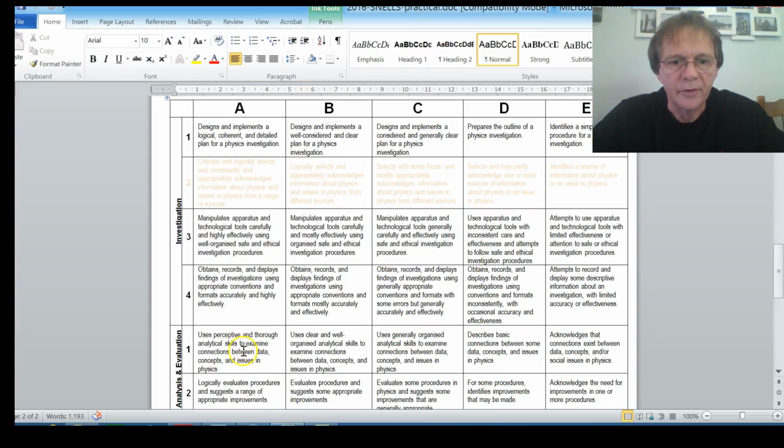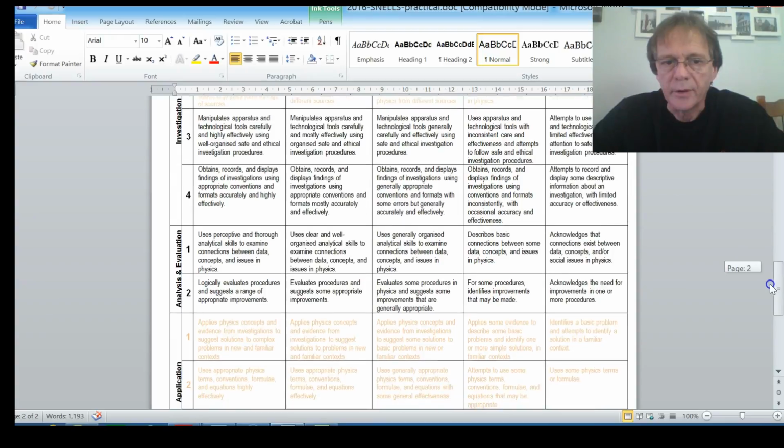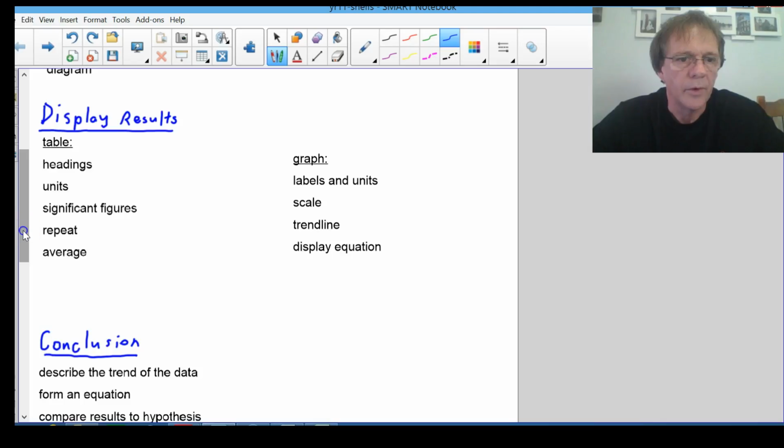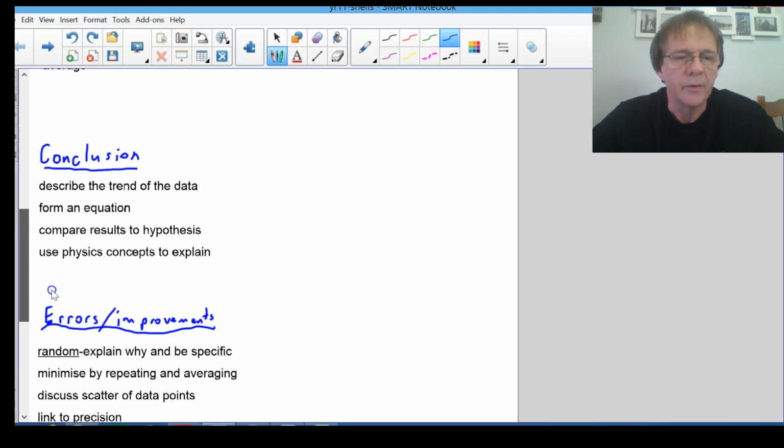Other things to concern yourself with is you need to make a connection between the data and the concepts when you're doing this there. You all should also evaluate your procedures and suggest a range of appropriate improvements and so on. We can look at the conclusion then of what we're doing.